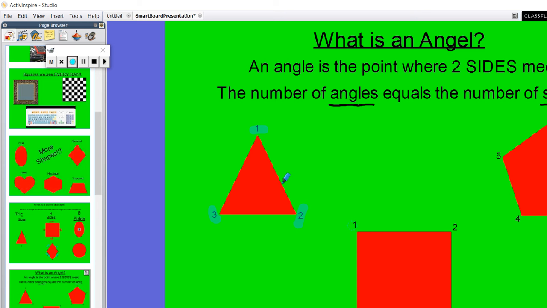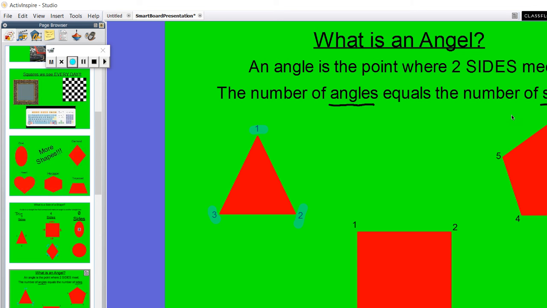So with a square we have one angle, two angles, three angles, four angles. And finally for our pentagon we have 1, 2, 3, 4, 5 angles, giving us a pentagon with 1, 2, 3, 4, 5 sides to equal those 5 angles.